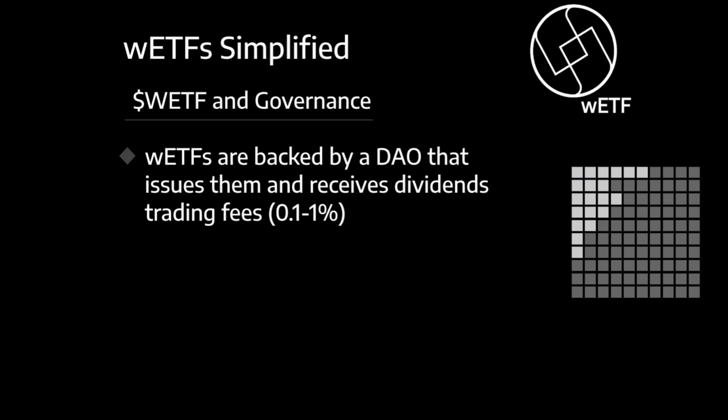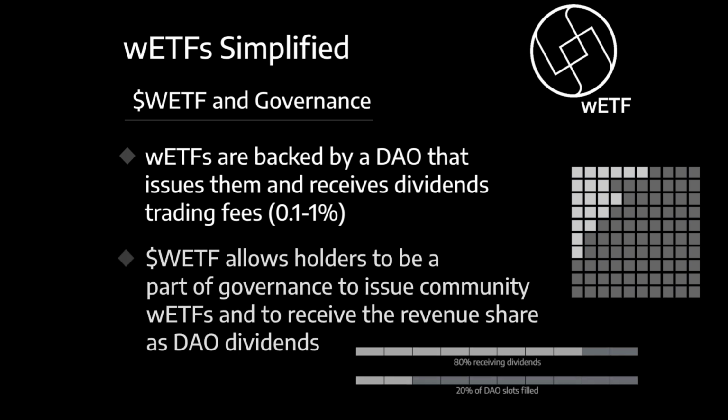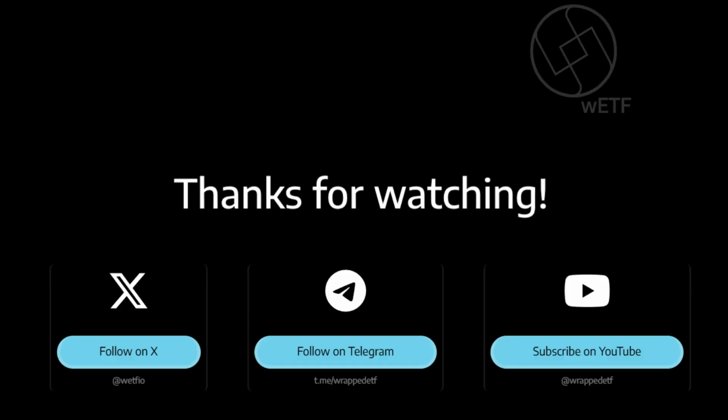Due to the utility that they provide for trading, wrapped ETFs have a tax of 1% that can be customized upon issuing. All holders receive a share of the collected tax across all team-issued and community-issued ETFs. The wETF token is a device which allows you to be a part of this governance model. Not only does the token present an investment opportunity like all tokens, you get to enjoy revenue share paid out as DAO dividends and have the ability to issue your own wrapped ETFs should you be interested.